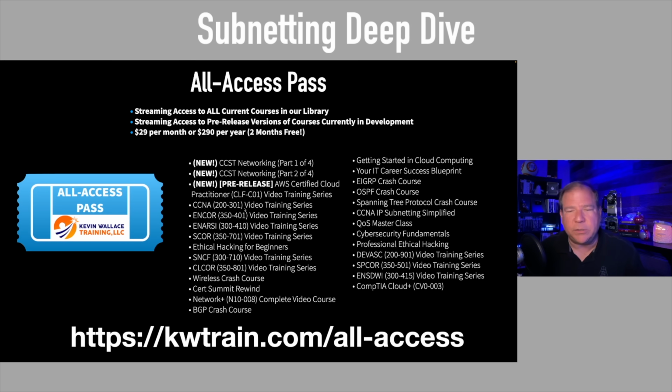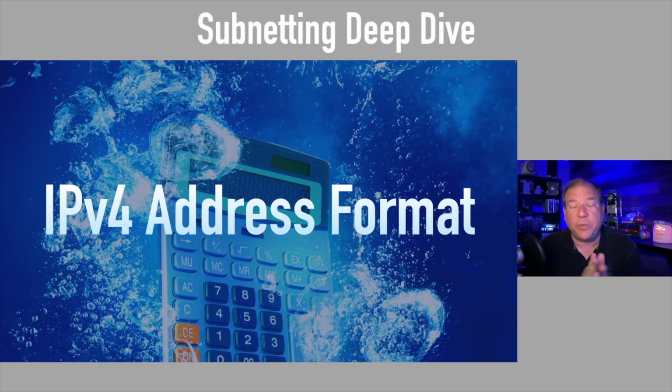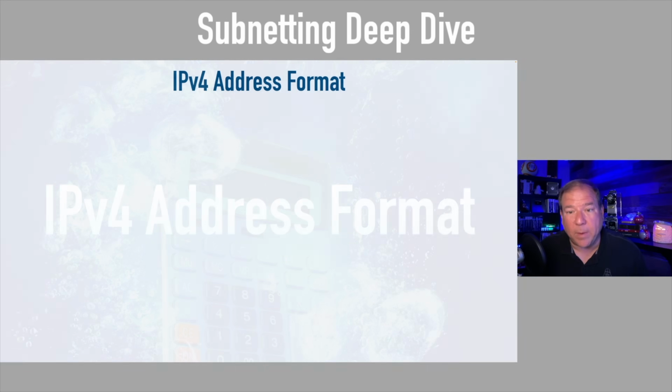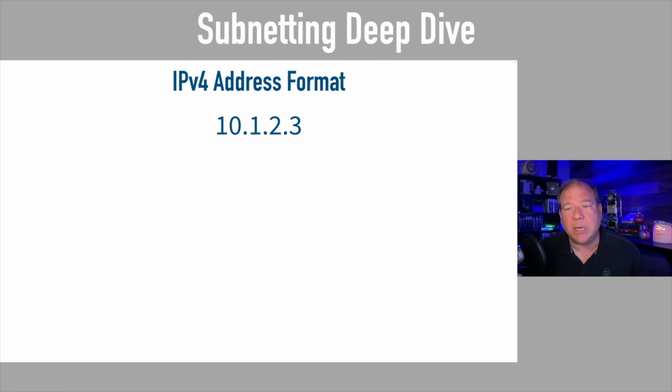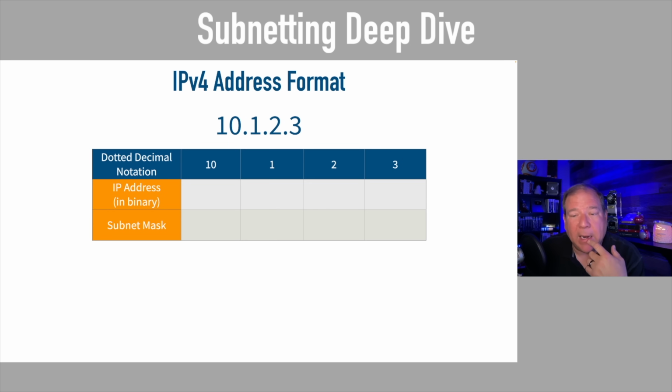So let's march on, shall we? Now that we know how to go back and forth between binary and decimal, let's get back to our discussion of IP version 4 and take a look at its format, because this is going to be critical in our calculations. We looked earlier at a sample IP version 4 address, something like 10.1.2.3. And we said that each of those decimals represented an octet. So 10 is octet 1, 1 is octet 2, 2 is octet 3, 3 is octet 4.